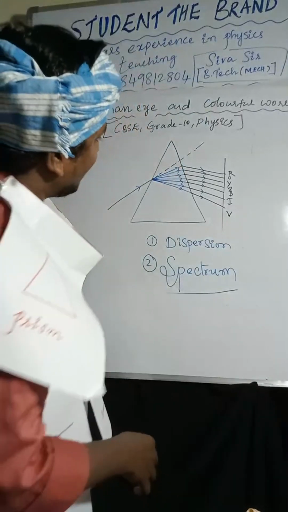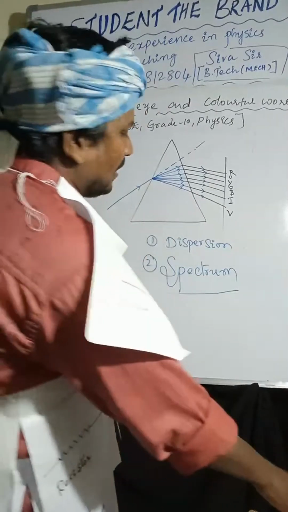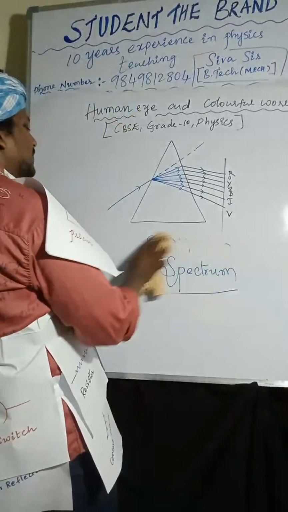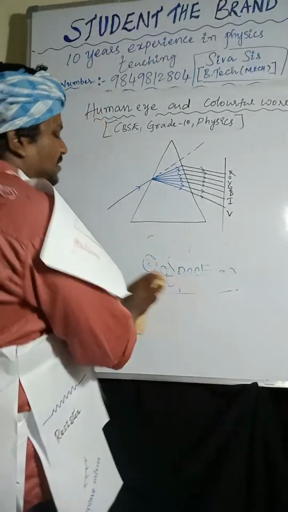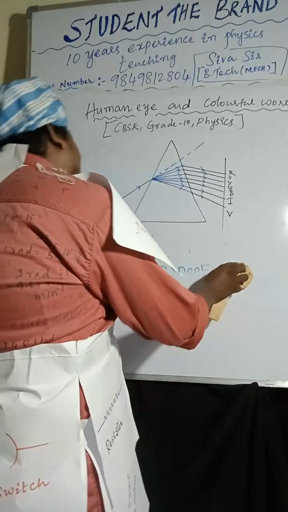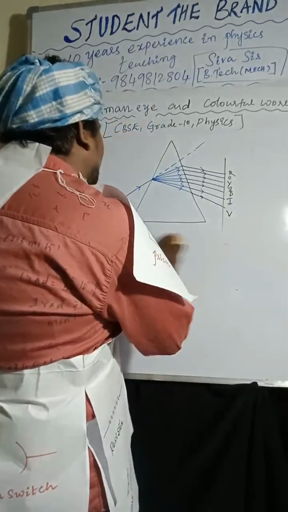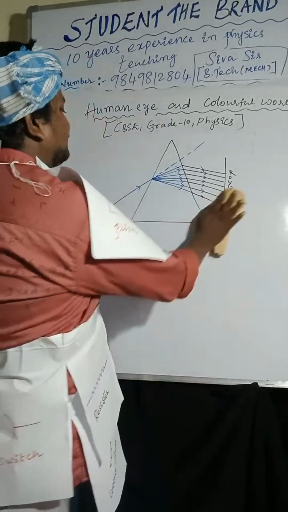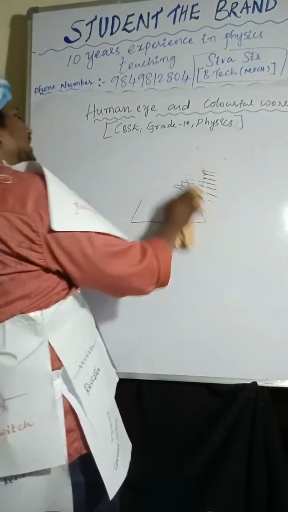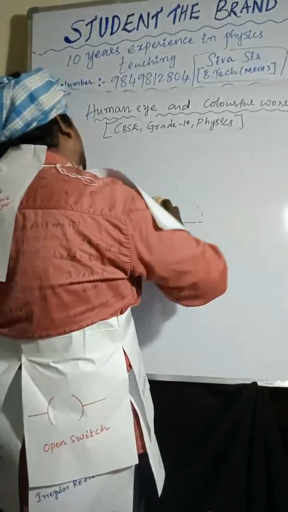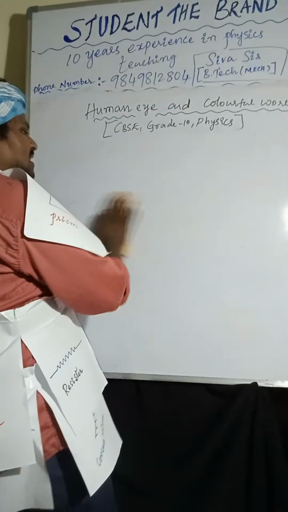So we are going to the next one. This is about dispersion and spectrum. Now we are going to the recombination of spectrum light. Recombination of spectrum light.